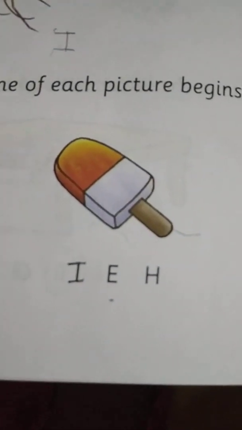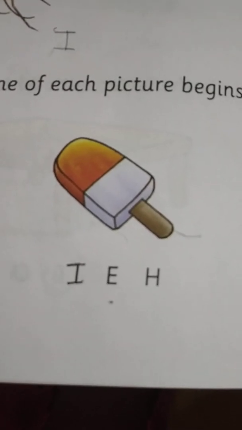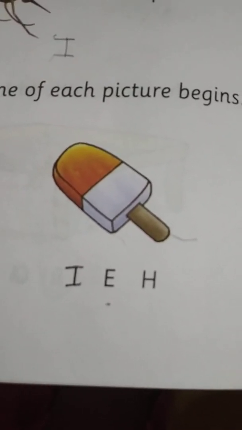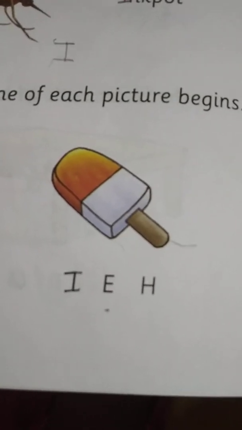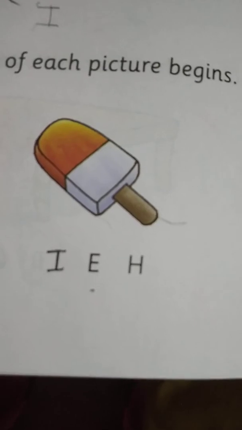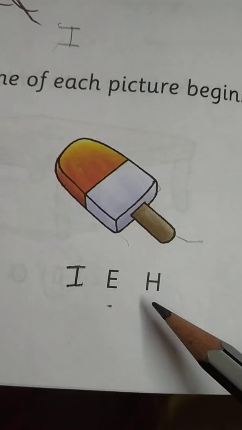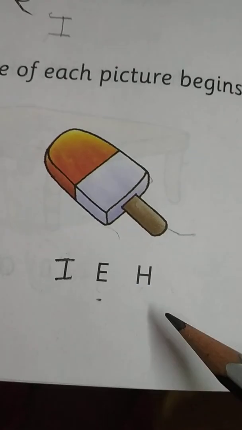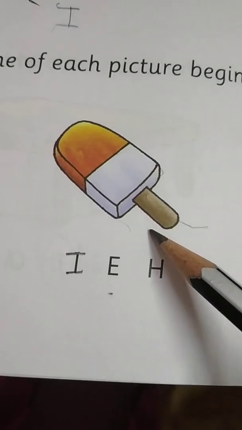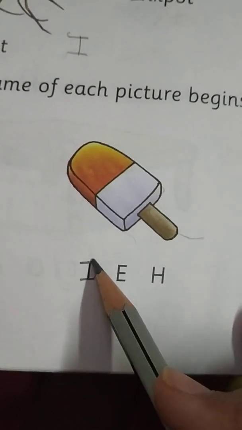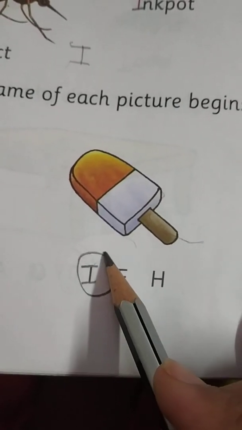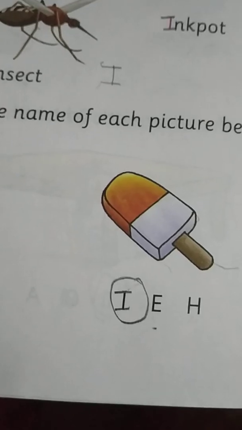Okay? What is this? Your most favorite thing? Ice cream. You love ice cream, na? And in these days, you can easily get an ice cream. So, ice cream starts with which letter? I for ice cream or E for ice cream or H for ice cream? I think H for ice cream. Am I right? H for ice cream? No. I for ice cream.